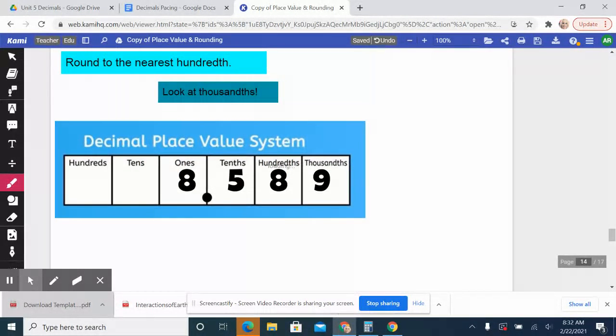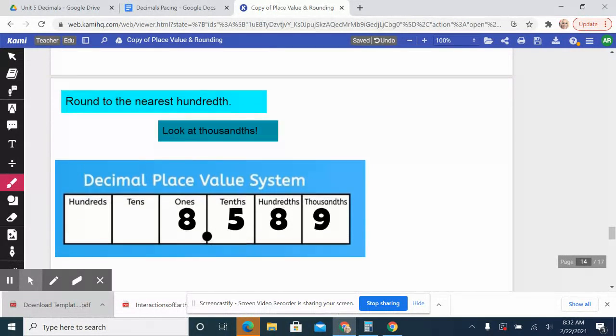Okay, so now you're gonna write 8.589. And we're looking for the hundredths, right? So this is what we care about. And this is what's gonna determine if we go up or down. Well, that rounds up, right? So this becomes 8.590. This 8 rounded up.